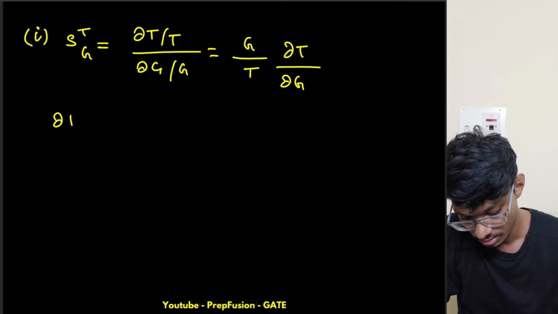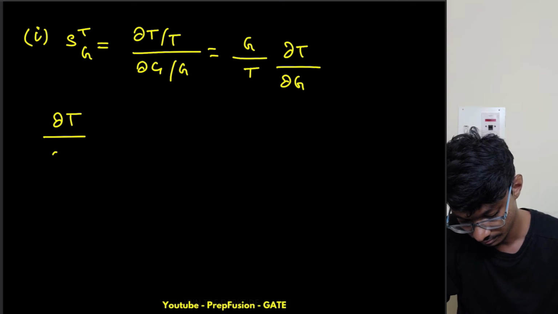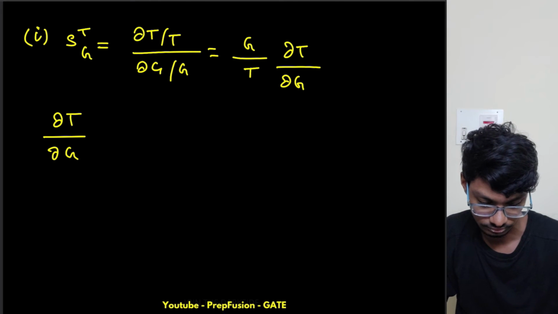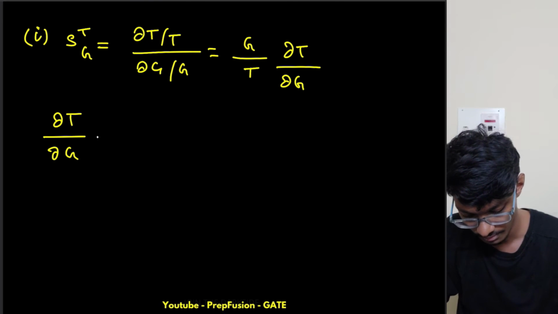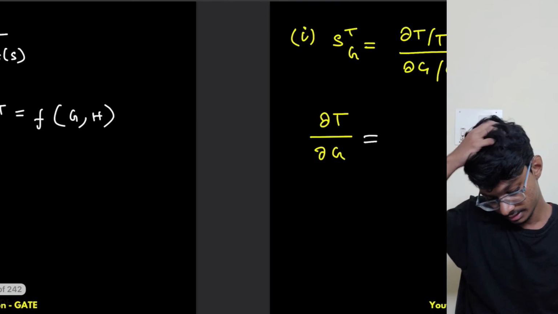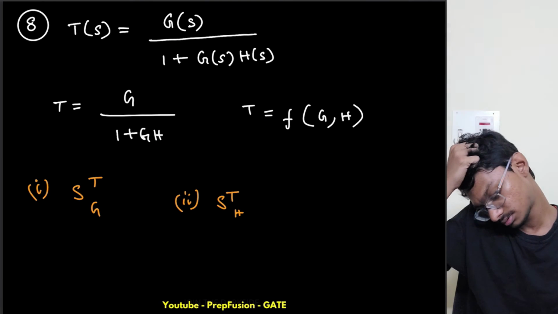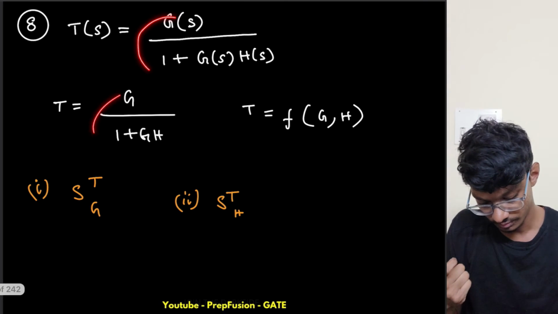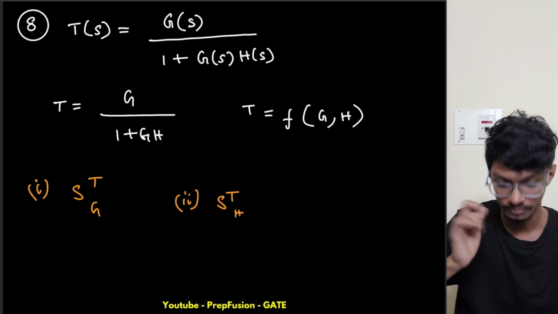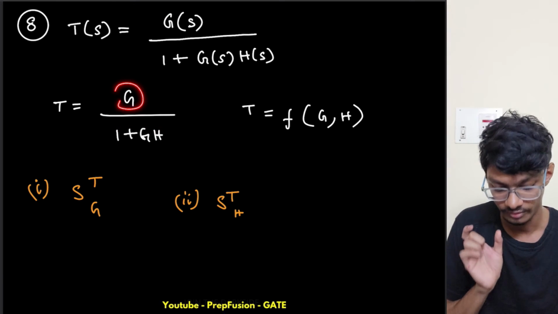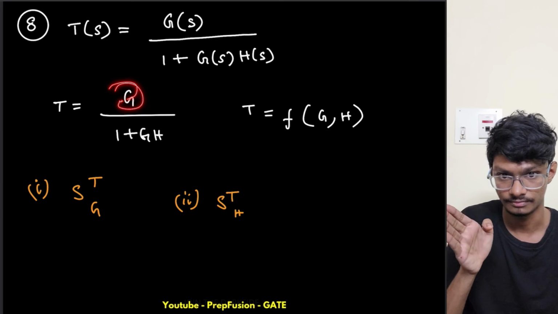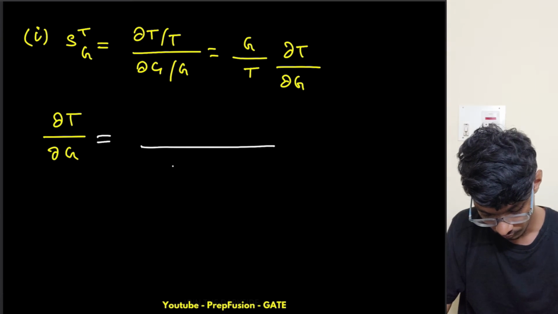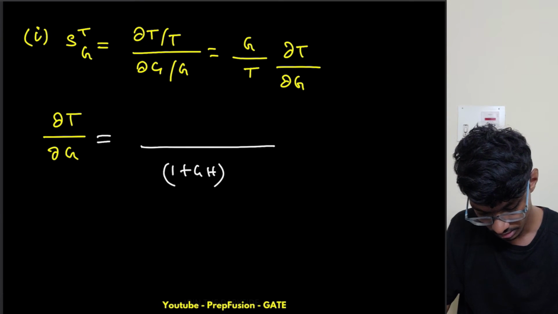So delta t by delta g, what does this mean? Basically, we have to differentiate this one. This is in u by v form, so the denominator will be squared, and we differentiate with respect to g in the first term, so this will be 1, and this term will be multiplied by 1 plus gh whole square.